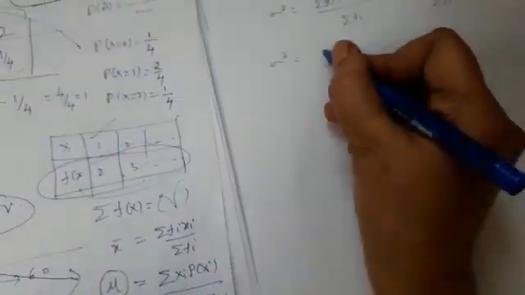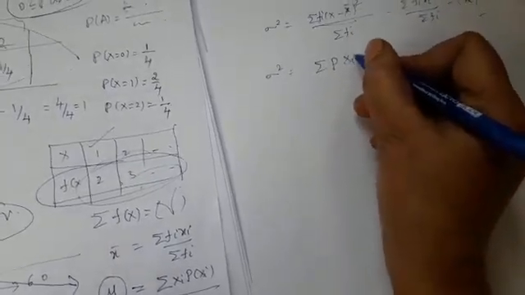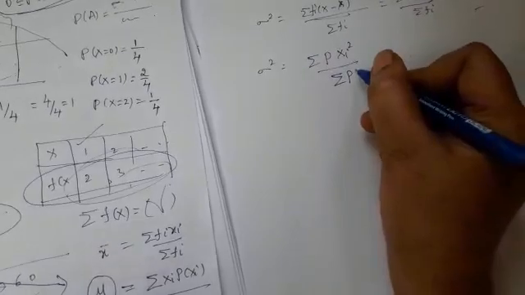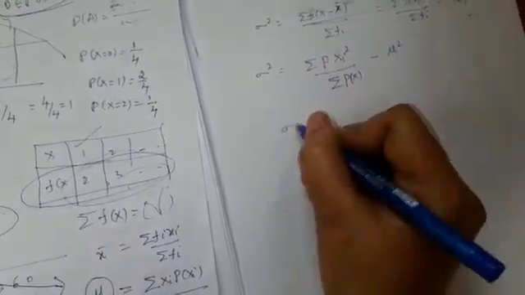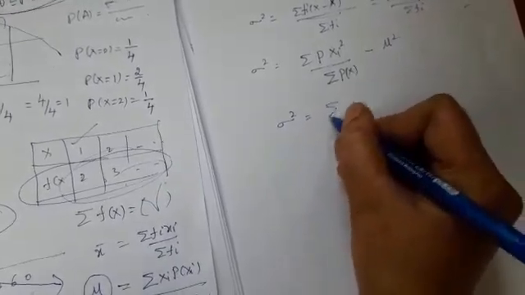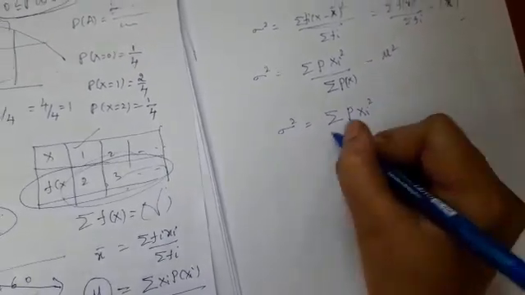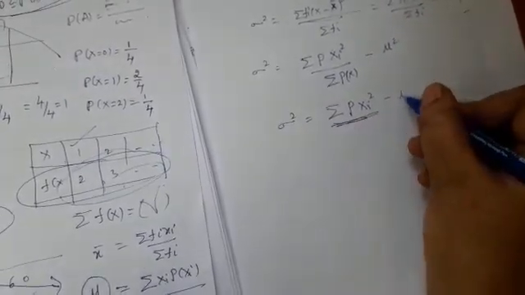For the discrete probability distribution, I'd better take the alternative formula: sigma xi square p of xi divided by total probability, which you already know is 1, minus mu square. Therefore the variance formula for a discrete random variable is sigma xi square into p of xi, divided by total probability which is 1, minus mu square.